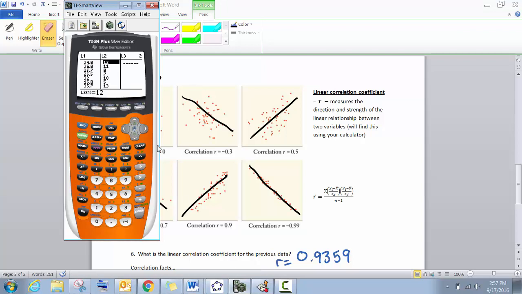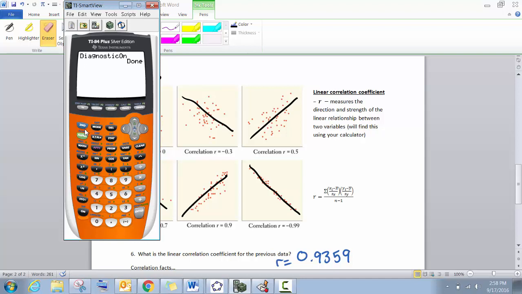So on the 84, you typed them in your L1 and L2. Now what we have to do first, and you only have to do this once, is go to second 0, which will bring up the catalog, and you have the little alpha thing going, so you can hit a letter, and hit D, so we don't have to keep scrolling through the whole thing. And we're going to go to DiagnosticOn. This will turn on some other things that we need. And then you only have to do that once.